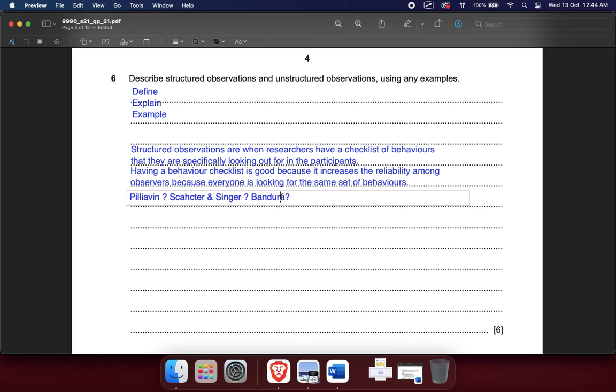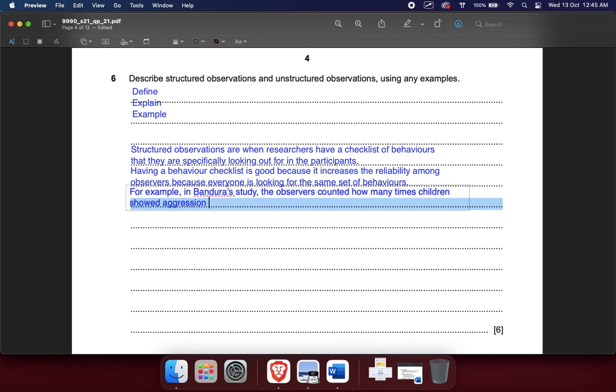I think Bandura is the easiest, I think, because it's pretty clear. If you remember from Bandura's study. So for example, in Bandura's study, the observers counted how many times children showed aggression towards the Bobo doll by hitting it with a mallet. Right, so a very specific behavior, and observers are counting the number of times it happens.